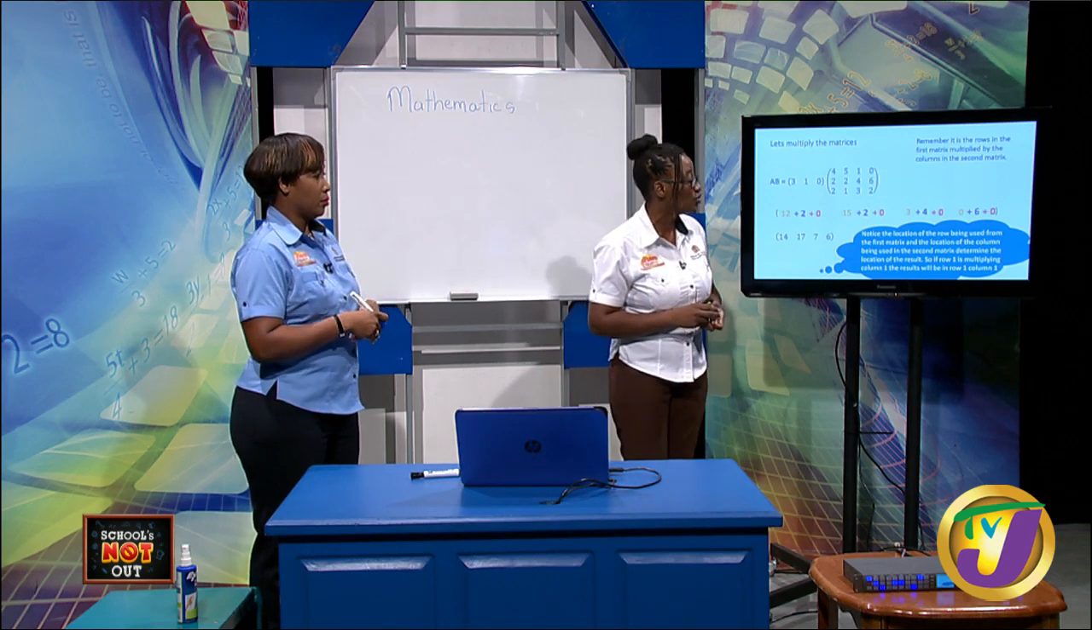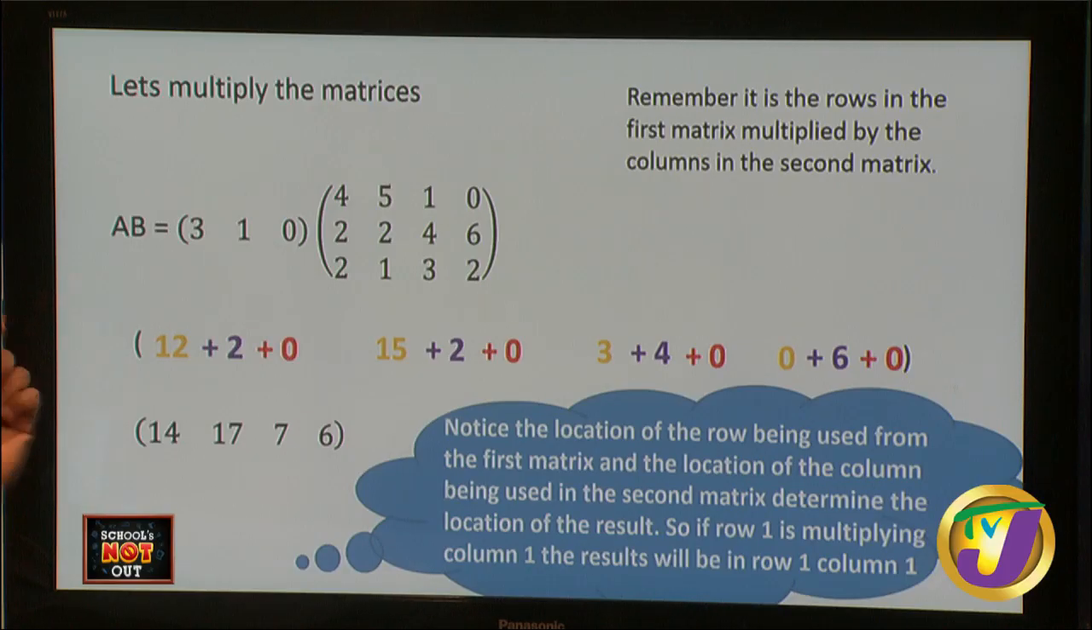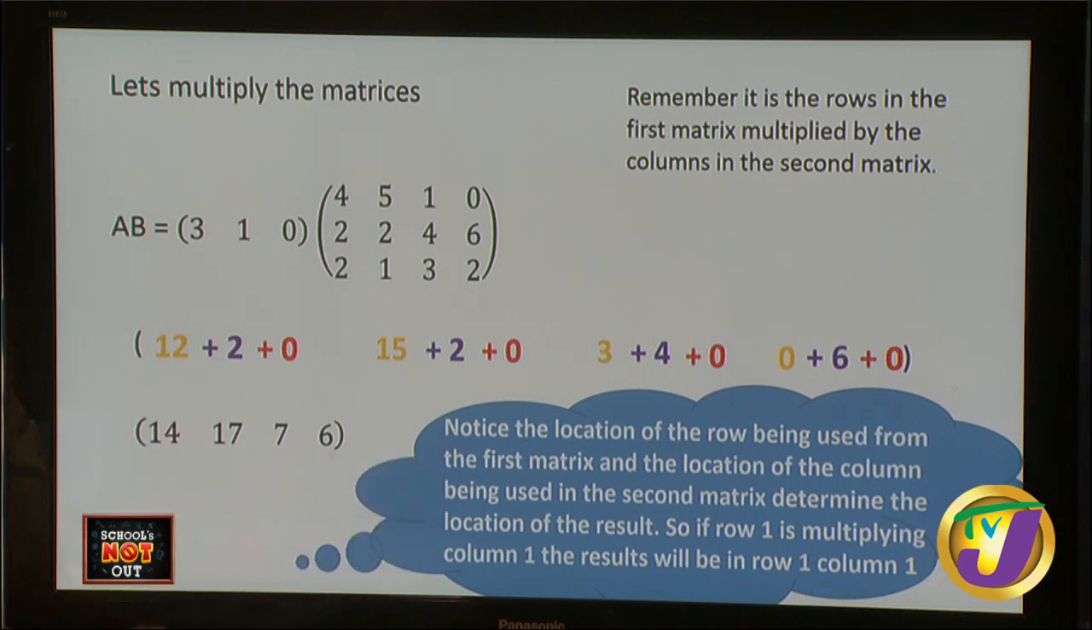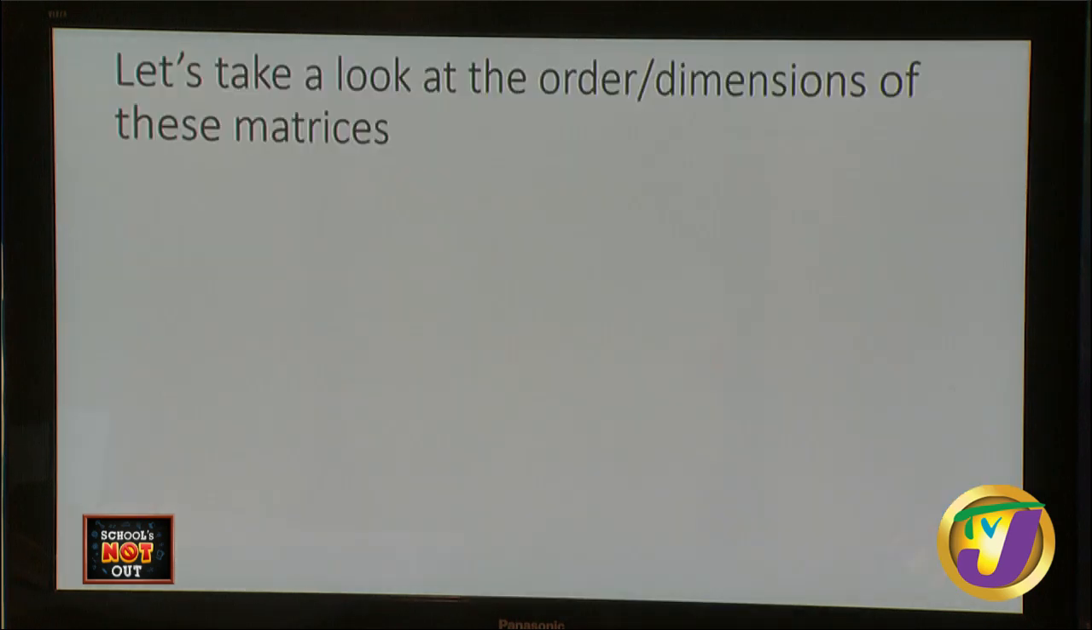So just a quick reminder, I would have said it, but I know that there are persons who are visual and so they need to see it written. Right. It says, notice the location of the row being used from the first matrix and the location of the column being used in the second matrix determine the location of the result. So if row 1 is multiplying column 1, the result will be in row 1, column 1.